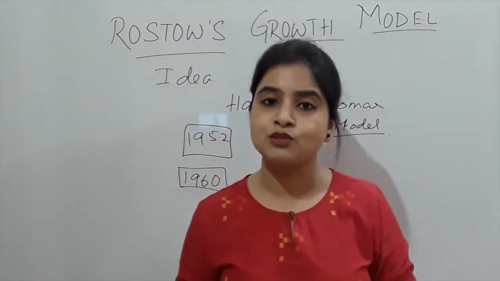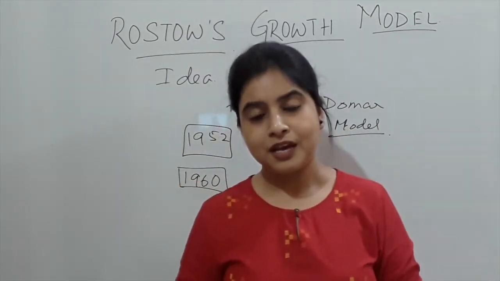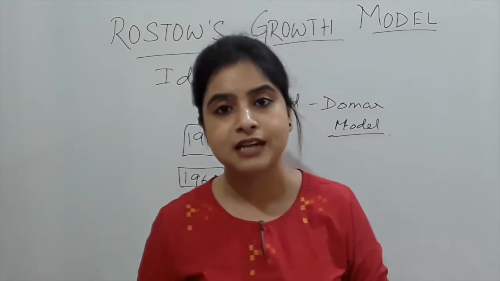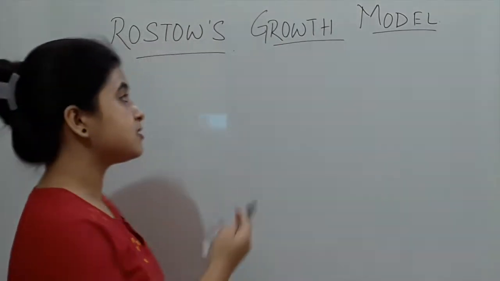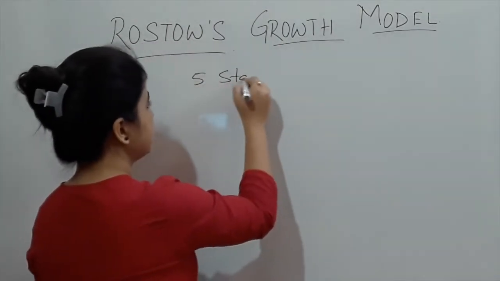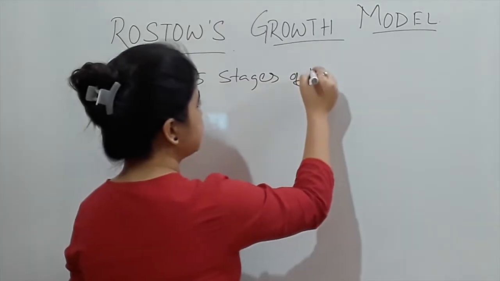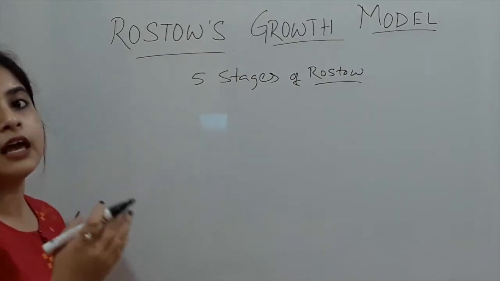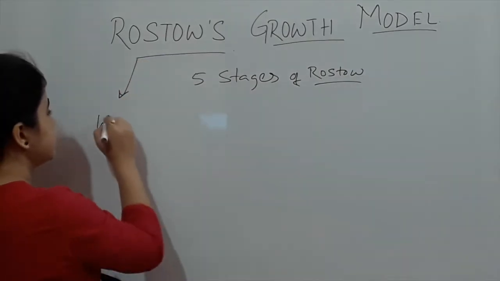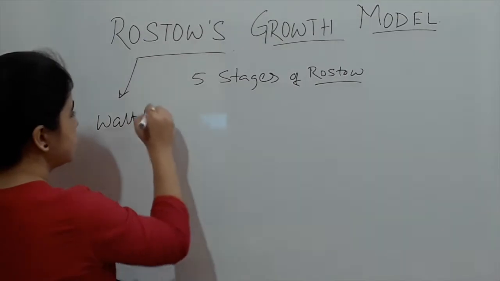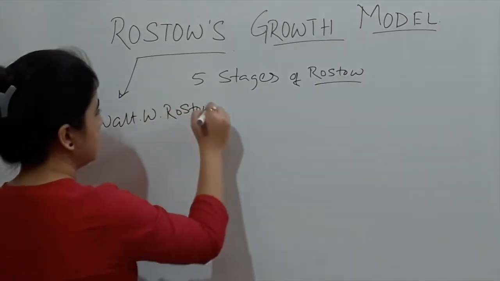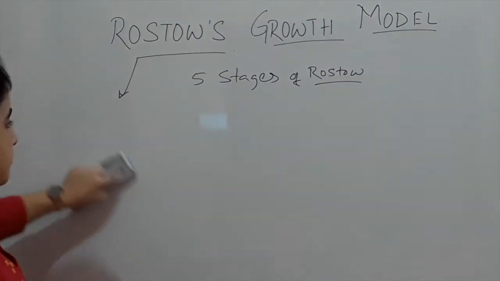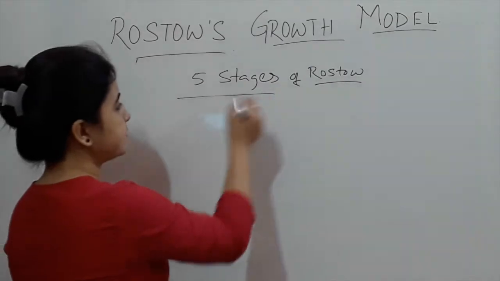Now let me come to the stages of economic growth. There are 5 stages of economic growth that have been described by Rostow. Let me just give you the full name of Rostow: Walt W. Rostow. He has formulated the whole model. Now, moving on to the 5 stages.